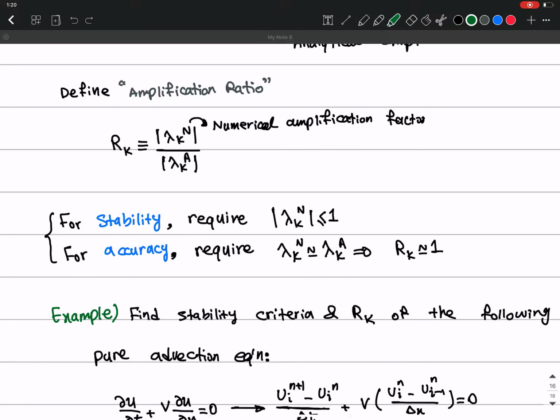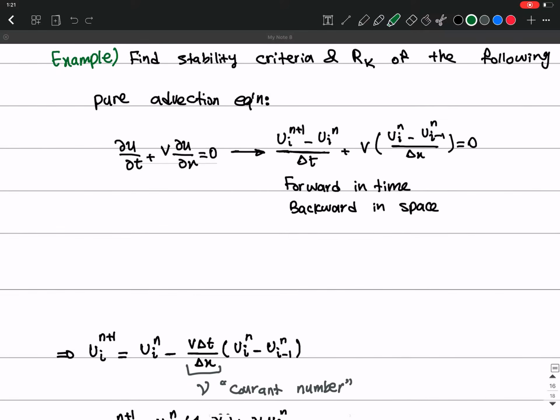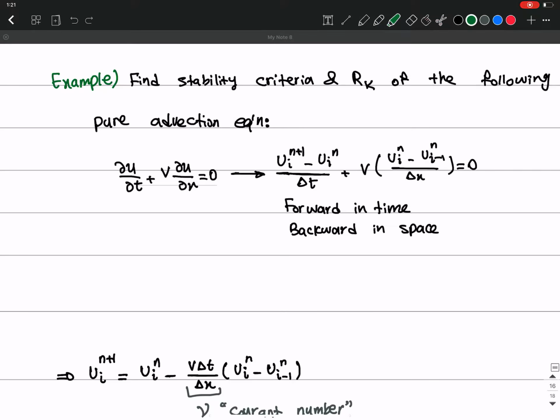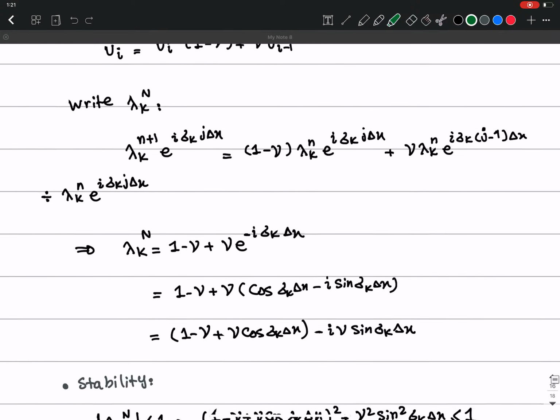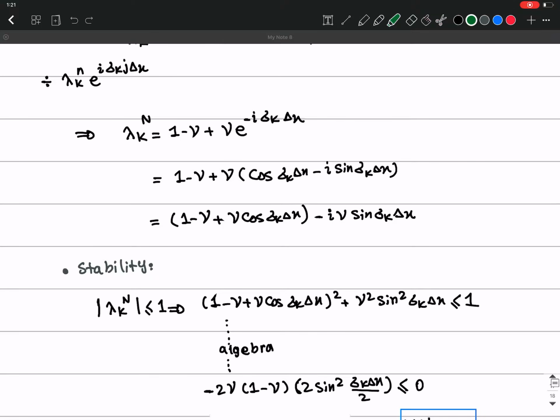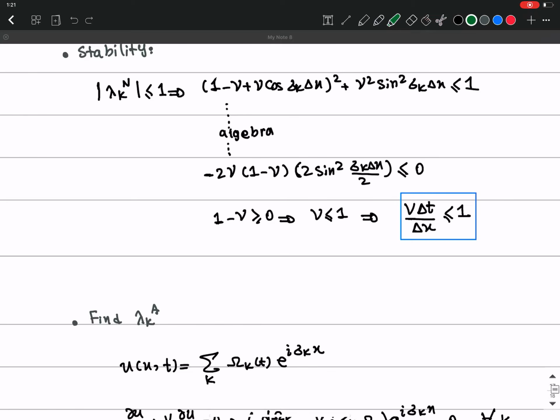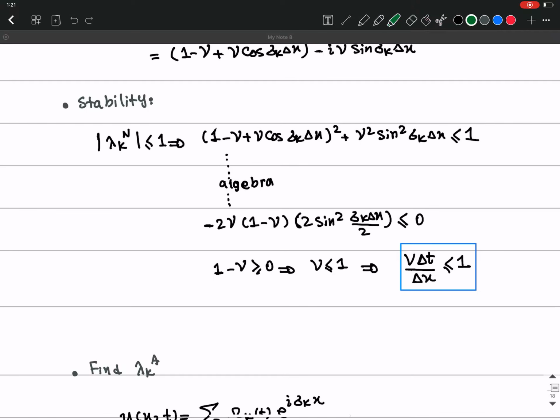And for accuracy, we require that the numerical and analytical amplification factors be on the same order. That means R_k, the ratio of the amplification factors, should be on the order of 1. Then I solved an example for finding the stability criterion and R_k for the following pure advection equation. We first found the numerical amplification factor, and we found that for stability we need v delta t over delta x to be smaller than 1, which is the Courant number.